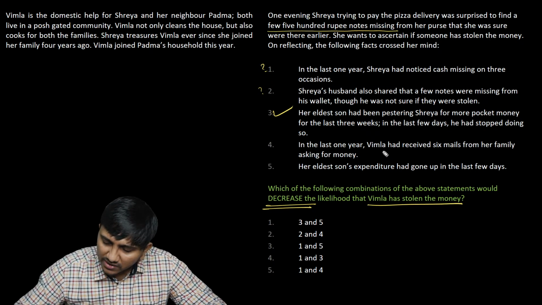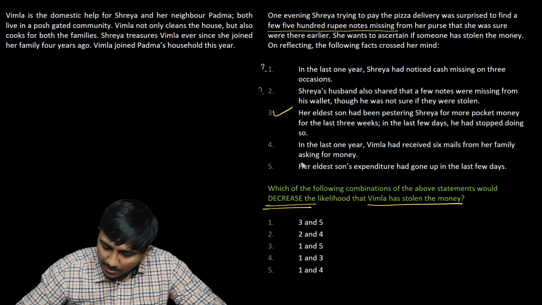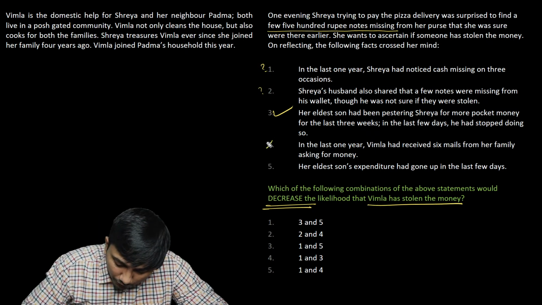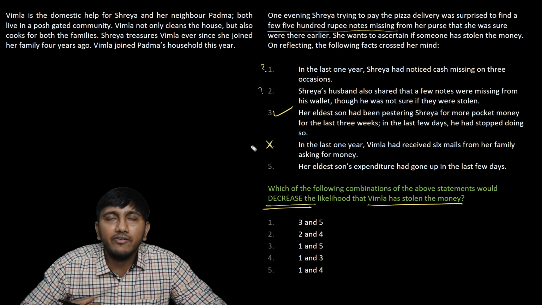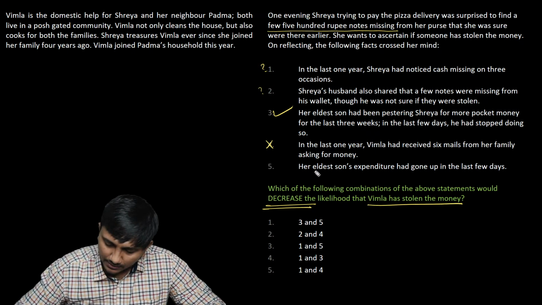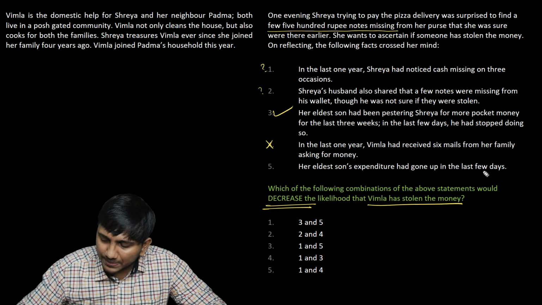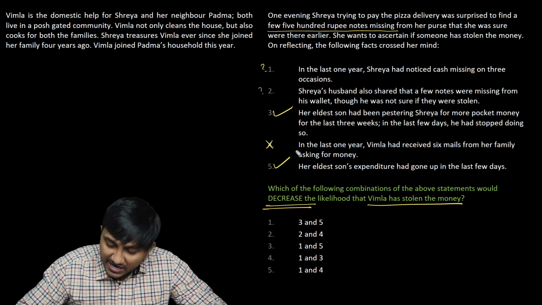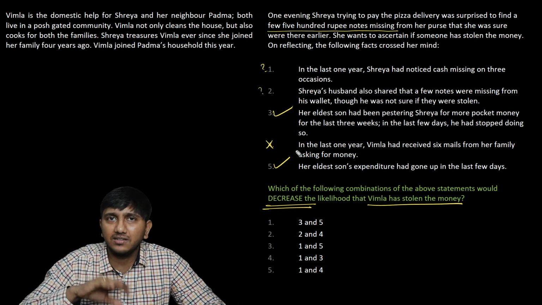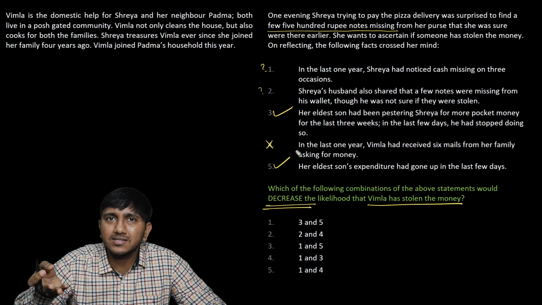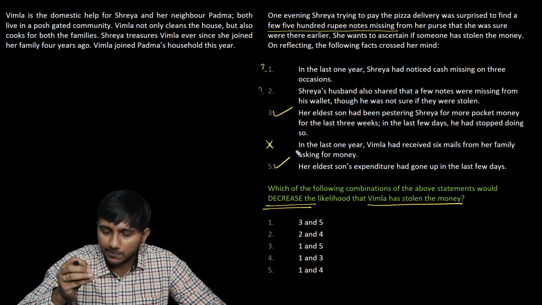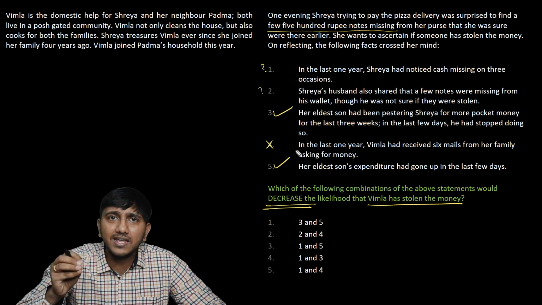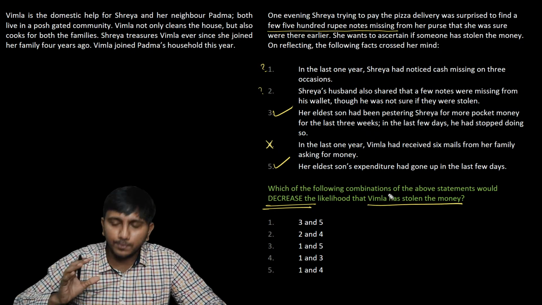Okay, in the last 1 year, Vimala had received 6 mails from her family asking for money. Oh, this kind of even implicates Vimala, showing that she might be having a need for money, right? Her eldest son's expenditure had gone up in the last few days. This also kind of vindicates Vimala, because her eldest son might have taken that money and that's how his expenditure has gone up, right? So as we are supposed to look for statements which will decrease the likelihood, means we are supposed to look for statements which will kind of vindicate Vimala from getting into this problem.